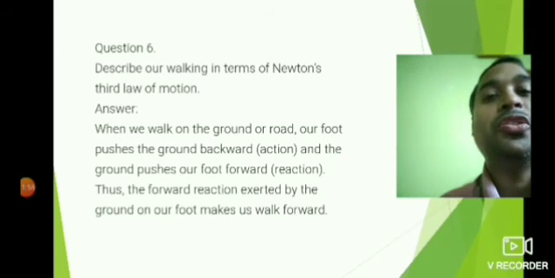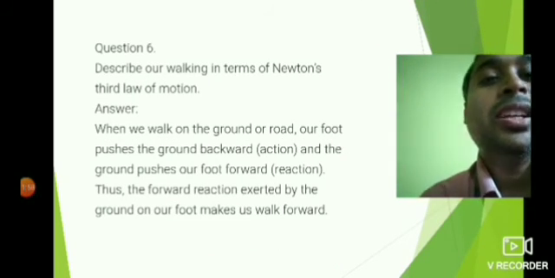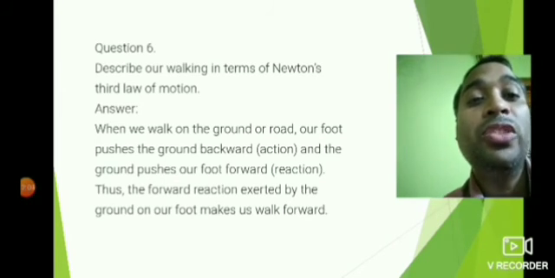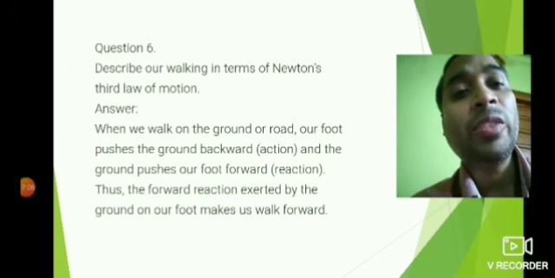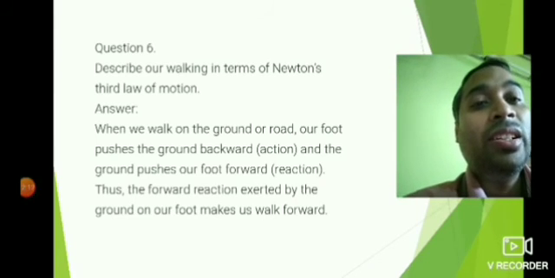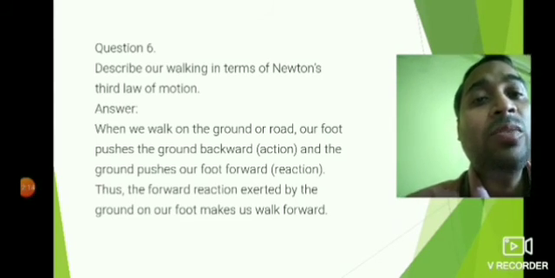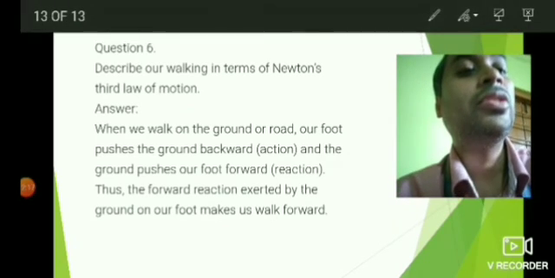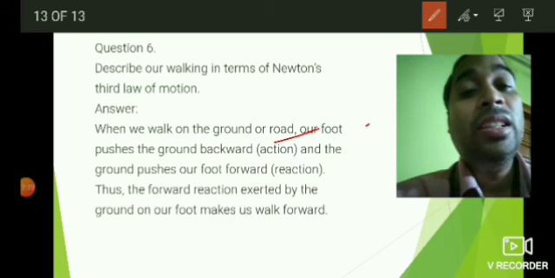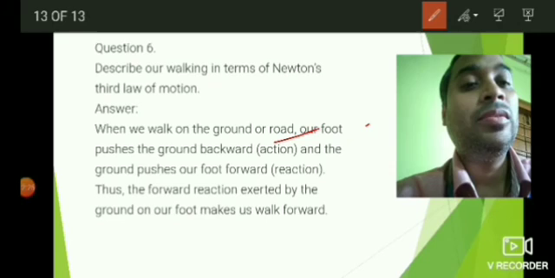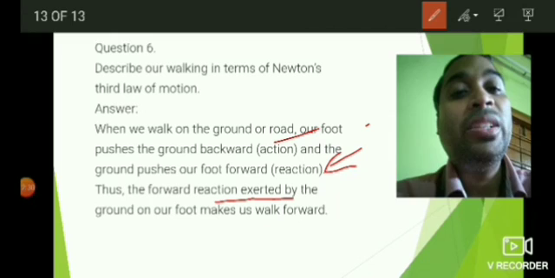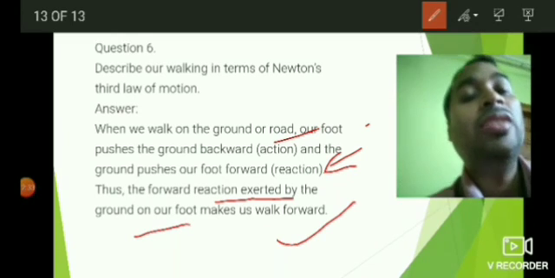Then this is our last question. Describe our walking in terms of Newton's third law of motion. When we walk on the ground or road, our foot pushes the ground backward. Now we know while walking we apply the force in which direction? In the backward direction, and the ground pushes our foot forward as a reaction force. So here the force that we apply on the ground in a backward direction is the action, and in return when the ground pushes us in the forward direction, that is our reaction. Thus the forward reaction exerted by the ground on our foot makes us walk forward.